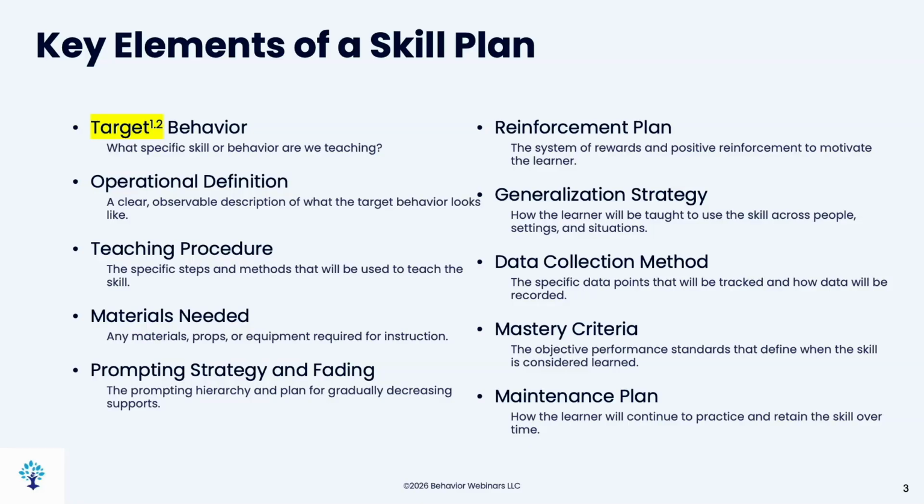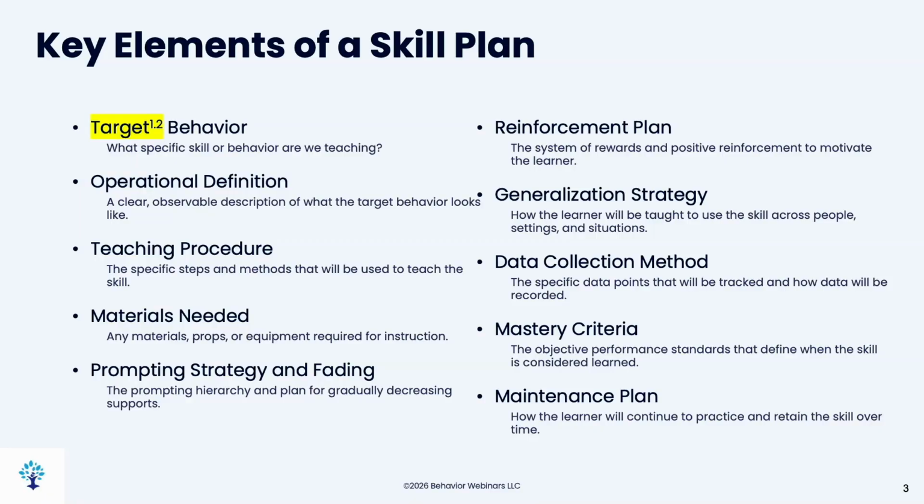So the target behavior, what skill are we working on? A really clear, observable description of what that skill should look like, without any emotions or all those things that we talked about wouldn't be good in an operational definition. A teaching procedure, so the specific steps and methods to be used to teach the skill. So how are we going to teach someone the skill? And I'll go into this whole section, all about the sort of programs we use to teach these skills, the next section, so the next two sections. So if you're like, what does she mean by that? Don't worry, you're going to know.